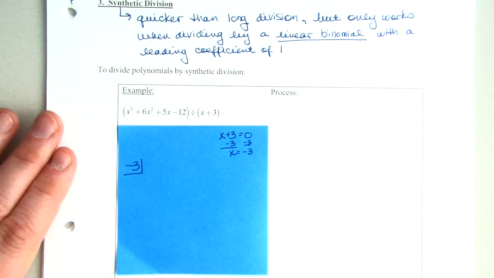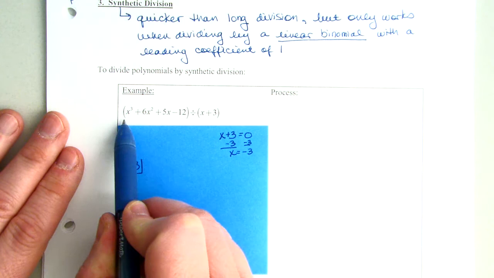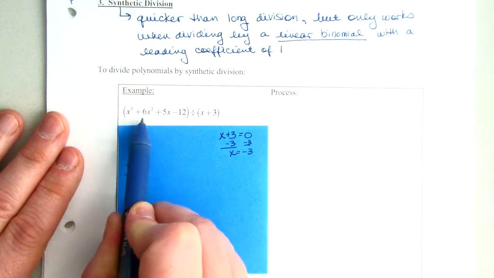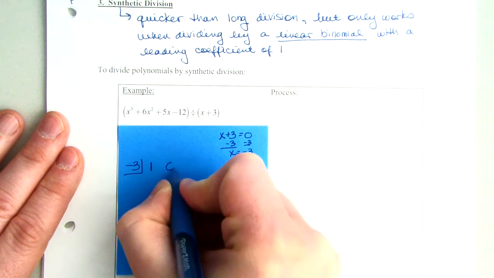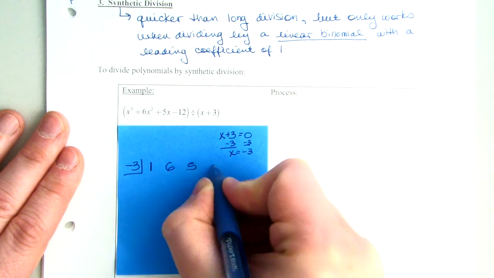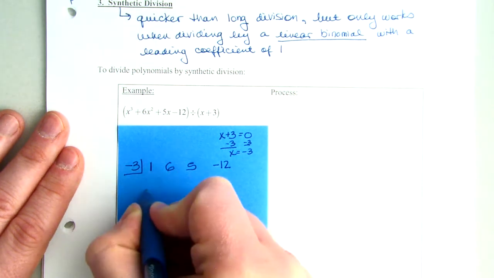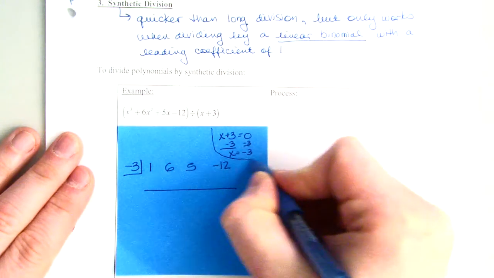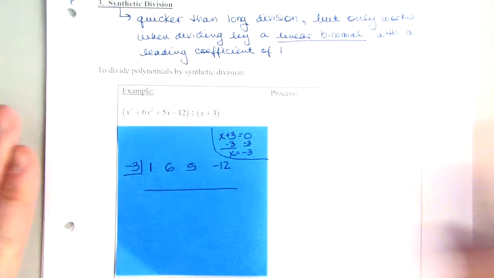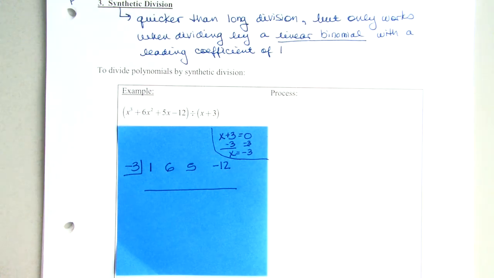The next thing I'm going to do is look at the problem, and write out my coefficients. 1, 6, 5, negative 12. I'm going to leave a space, and I'm going to draw a horizontal line. And this is the setup for my synthetic division. I'm just trying to show you that's not part of anything. This is the setup for my synthetic division.